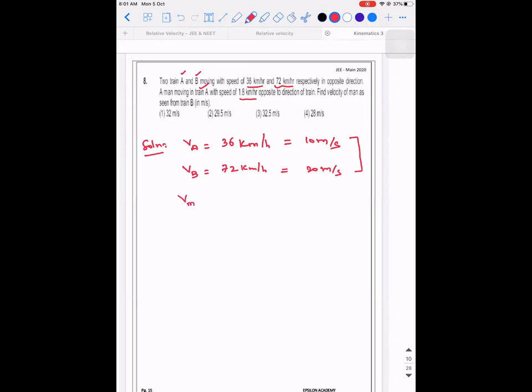So can I write velocity of man is equal to 1.8 kilometer per hour? Can I write it like this? So is he moving within the train? Yes, he's with the train. A man moving in train A. Yes, sir. So is it right? Velocity of man is 1.8 kilometer per hour.